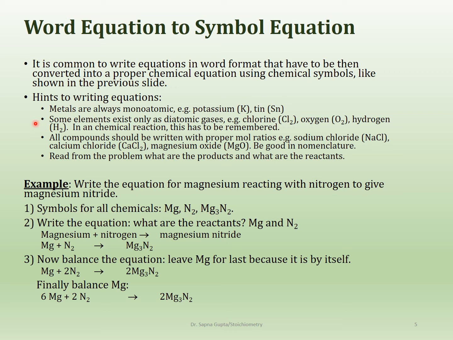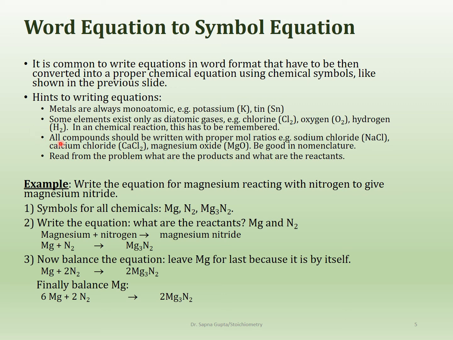Then there are some elements which exist only as diatomic gases, which you know from chapter 2 I gave you. There are 7 of those. So chlorine and all of the group 7 halogens, all of them are diatomic. So you will always write chlorine or fluorine as Cl2, F2, never as just Cl. Oxygen and hydrogen are the other 2. And then there's nitrogen, of course. Those are all diatomic gases and always written as O2, H2, not 2H or 2O.